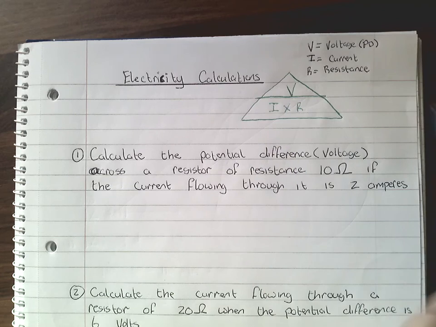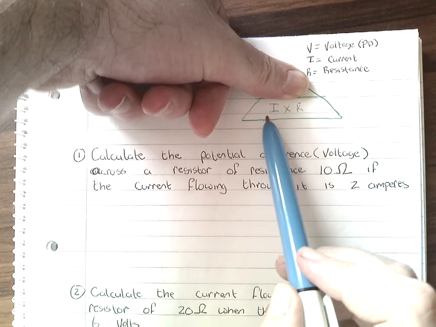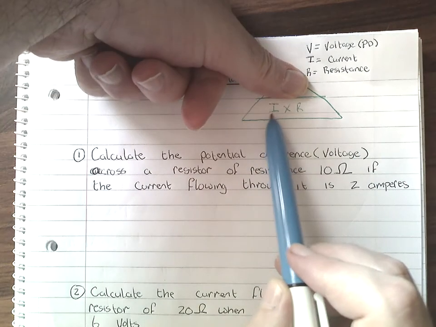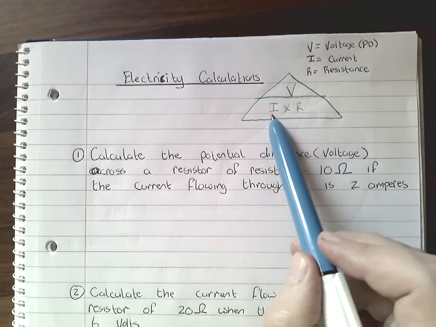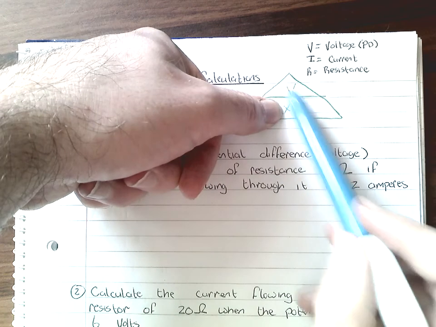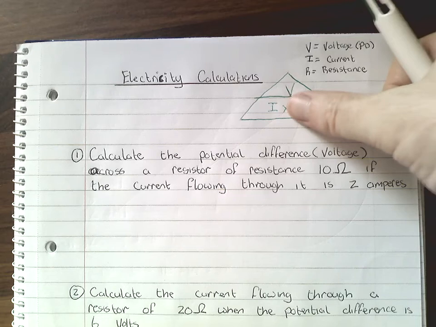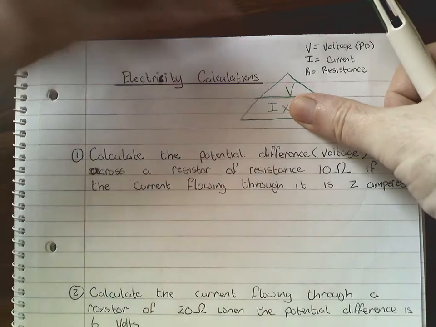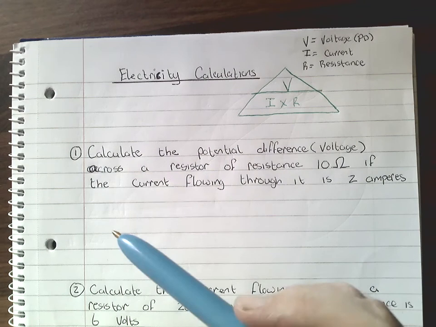So as an example, if I wanted to figure out how to calculate for voltage, for V, all I have to do is cover this, and it tells me that voltage is current multiplied by resistance. If I want to work out what current is, I cover this, and it tells me that current is equal to voltage divided by resistance. If I want to work out what resistance is, I cover this, and I can see that resistance is voltage divided by current. So let's have a look at an example here.